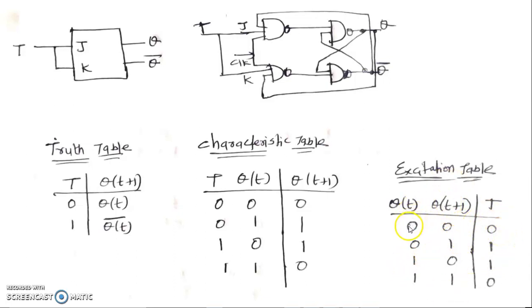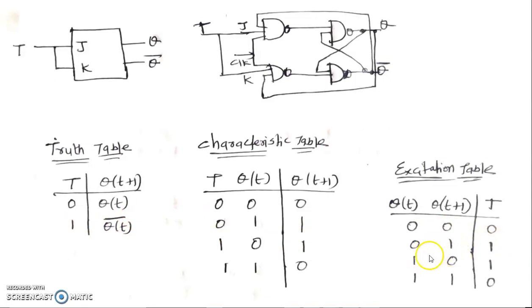So previously 0 state is there. Next state is also 0, so what do you have to apply? Same state means, from the truth table, we have to apply 0 here. So that's why T is equal to 0 we have to apply here. 0 to 1, that is, you have to get the complement. So to get the complement, you have to apply 1 here. So 1 I am applying as an input here.